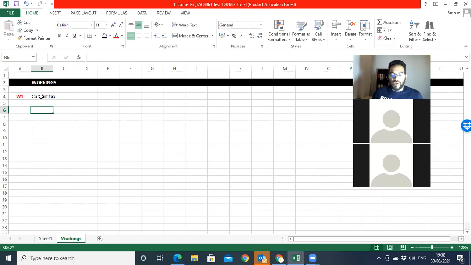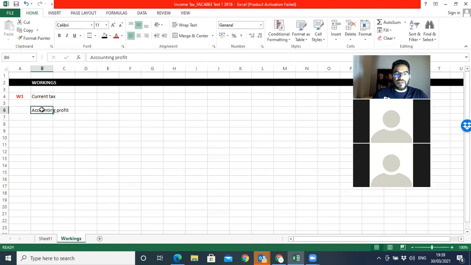To calculate current tax, we're going to start with accounting profit and then adjust for differences between accounting profit and taxable income. Okay, so take note. We're going to start off with accounting profit and adjust for differences between accounting and SARS to get to taxable income. There are two types of differences: permanent differences and temporary differences. So to work out current tax, we'll start off with accounting profit.